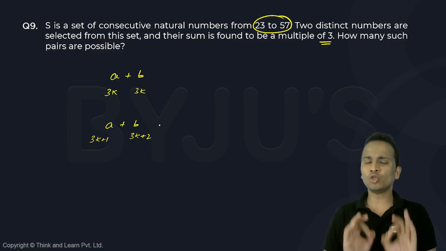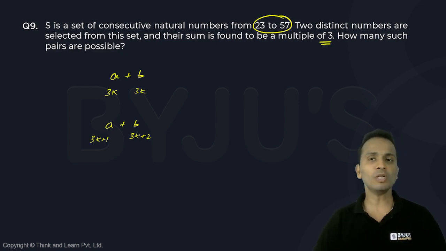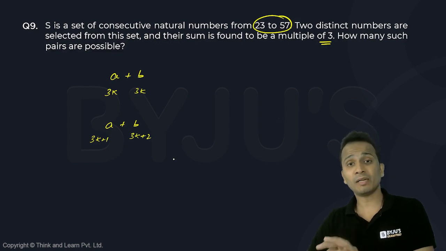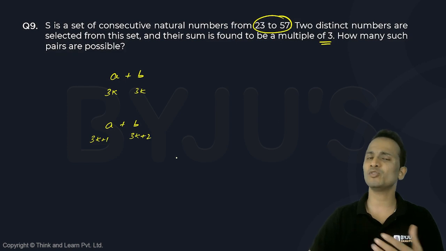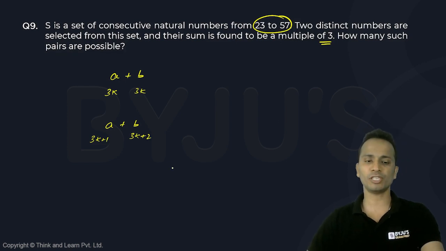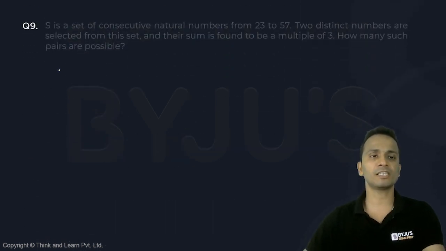So these can be the two possibilities in which two natural numbers sum up to a number which is a multiple of 3. Alright, so this is what you need to take care. So first of all, I'll segregate the given set of numbers into the numbers which are multiples of 3, the numbers which are 1 more than multiples of 3, and numbers which are 2 more than multiples of 3. So let's take it as the first step.